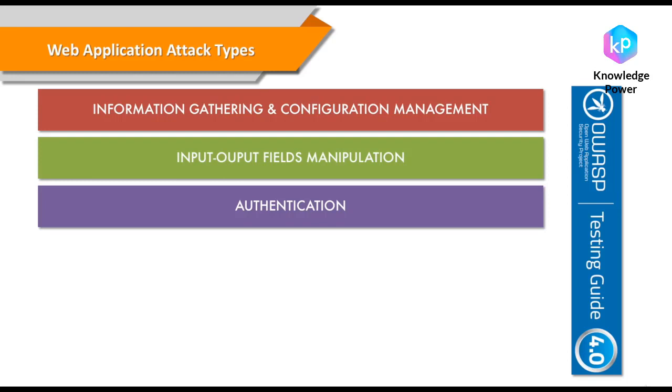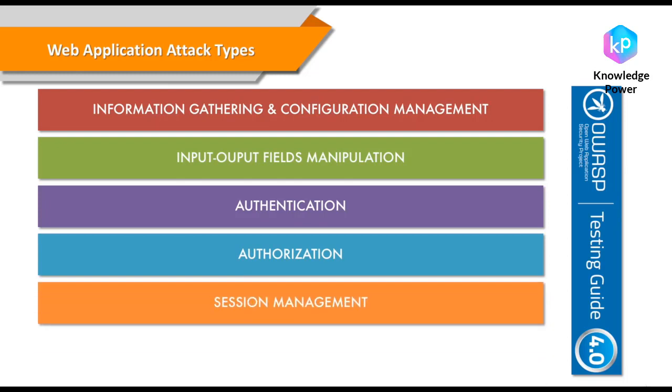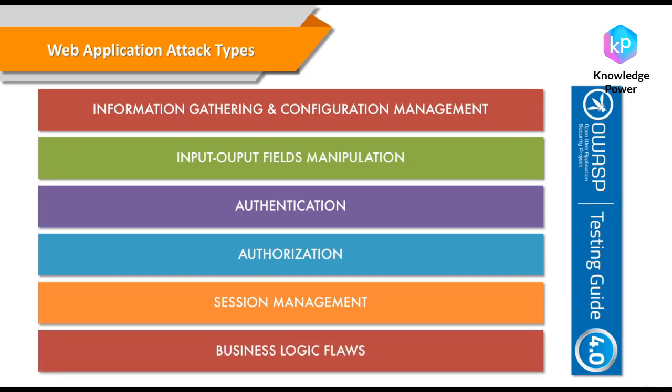If the application has more than one user type, authorization problems may appear. We manipulate user rights and roles and try to do something that we are not allowed to do. The session management mechanism is the next target. The session is the unique identifier of the user, and the person who steals the session of a user can act as that user. Business logic flaws are not found by automated tools.